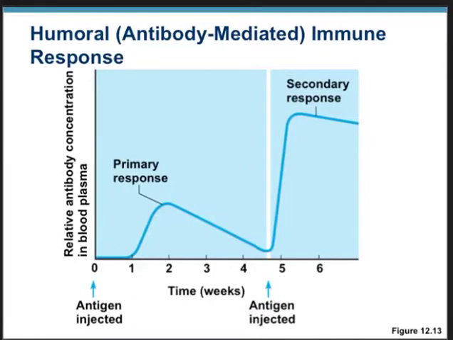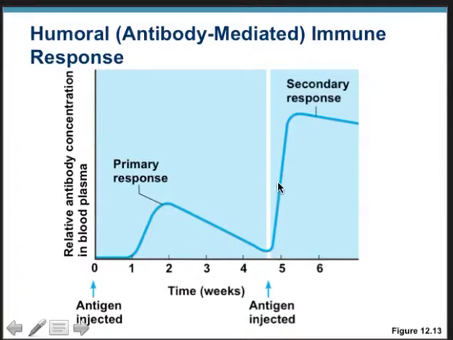Because the memory cells can live for decades and decades, a second exposure generates a rapid response, and this secondary exposure is going to be stronger and longer lasting. Note that the time elapsed here is in weeks, and what we're looking at here is the relative antibody titer in the plasma. And with the initial exposure, it takes 2 weeks to reach peak antibody production, followed by a long shoulder and decline.